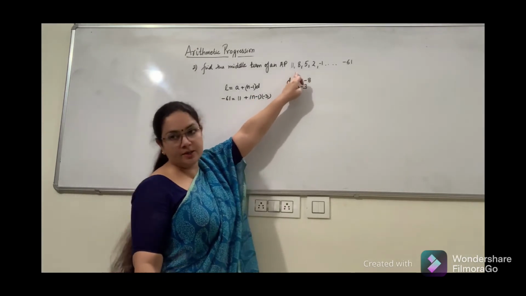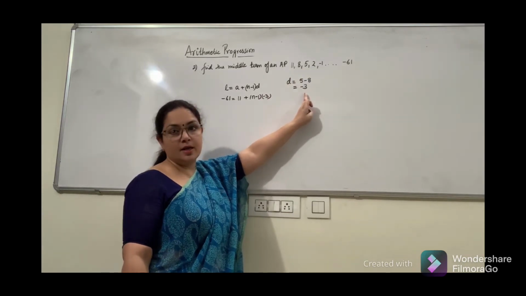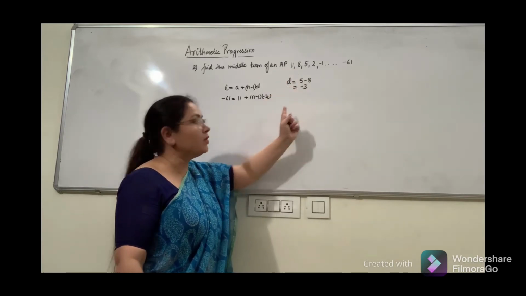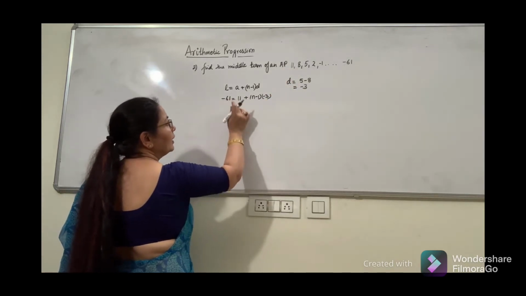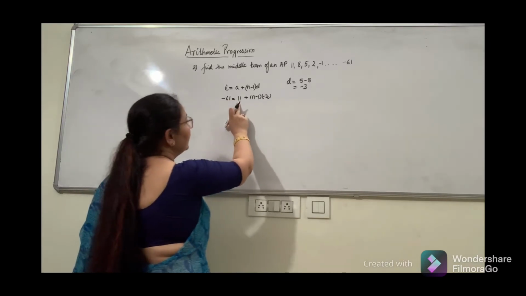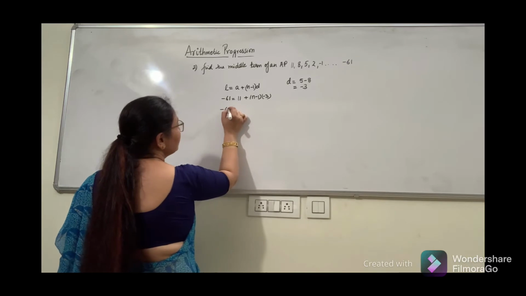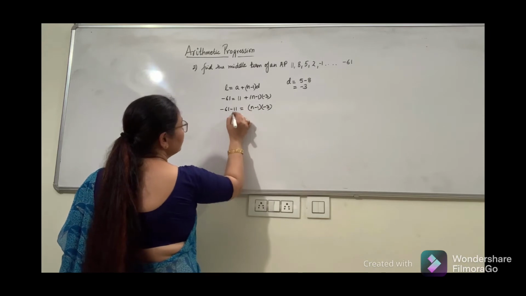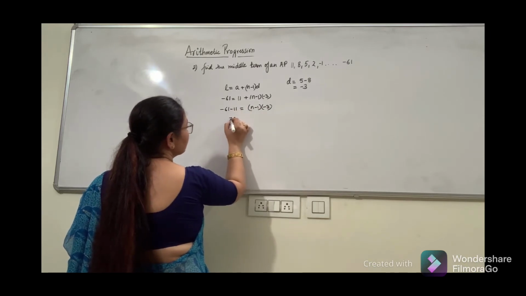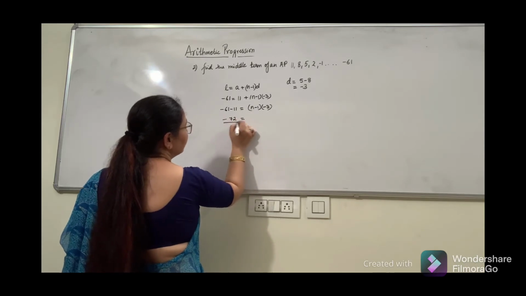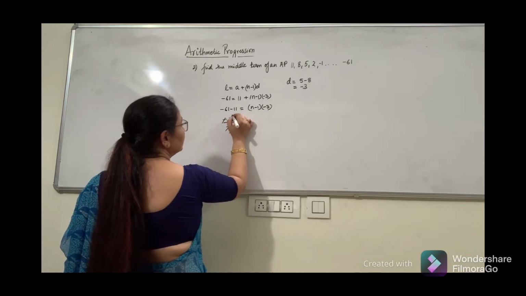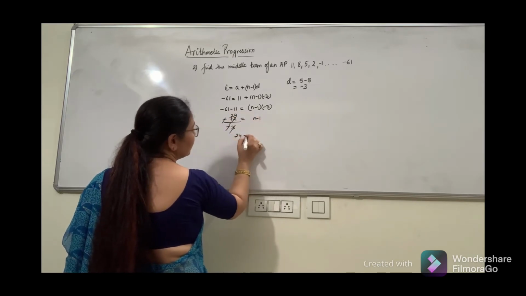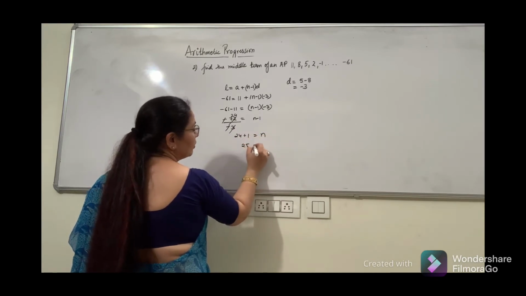Can we calculate d? 5 minus 8 is equal to minus 3. Yes, because if I calculate 8 minus 11 also, the answer will be the same. Then we'll put the values: minus 61 as the last term, 11, and n minus 1. So minus 61 minus 11 gives minus 72, and we will divide it by minus 3. 3 twos are 6 and 3 eights are 24. So n minus 1 is equal to 24, so 24 plus 1 gives 25. So the number of terms is 25.